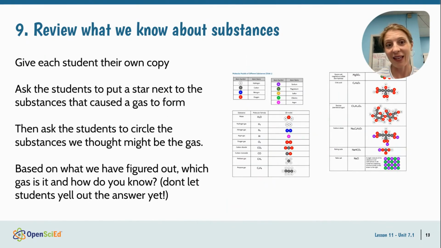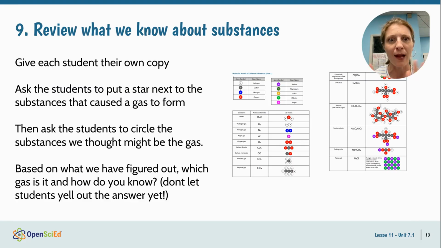In part 9, and this is at the end of day 2, we're going to have the students review what we know about substances. On the OpenSciEd website, there's a handout that looks like the one pictured here. What I do is I give each of my students their own copy. Now, I'll give it to them in black and white. We don't need to make a whole bunch of colored copies, okay? But it's really important that they're able to annotate this. Give them some time in their small groups to make sense of the document that's in front of them.